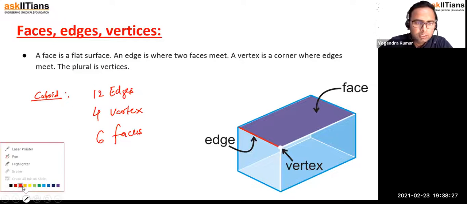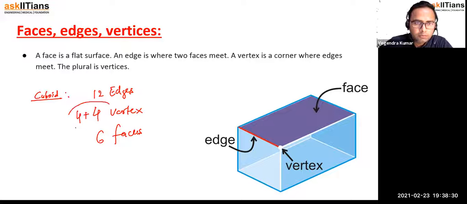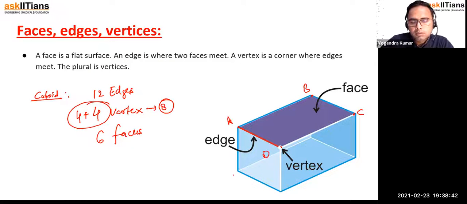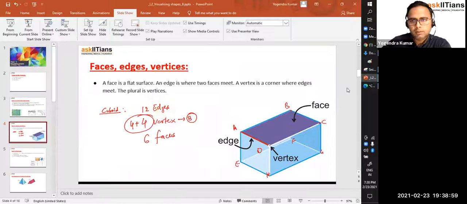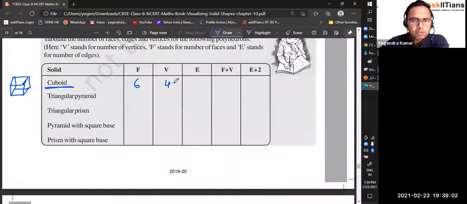You can see here, how many are there? 4 plus 4 means 8. Total 8 are there, 1, 2, 3, 4. If I name them A, B, C, D, E, F, G, H, right? So how many are there? 8 vertices we have, right? Everything else is correct, right? So this is what we need to remember. Now here, how many vertices are there? 4 up, 4 down. So that's why 8 in total, right? We should write it directly as 8.